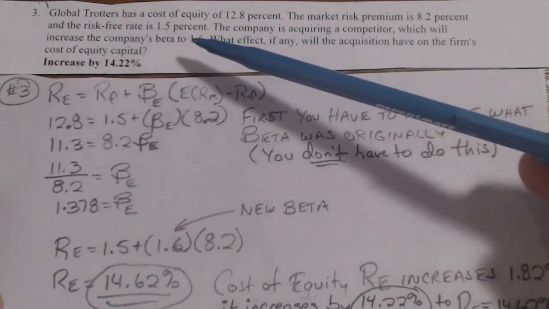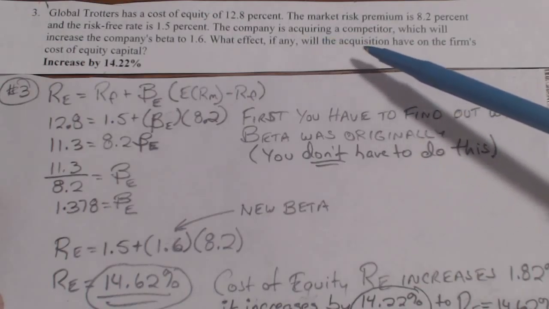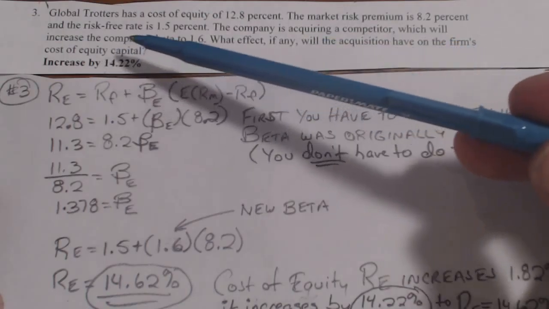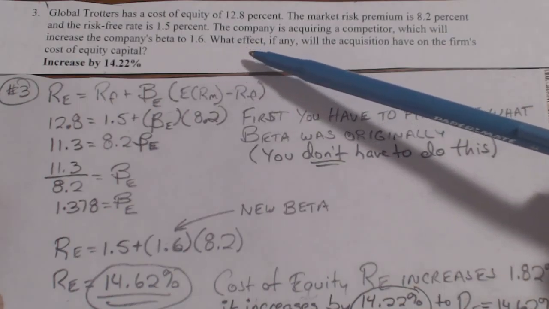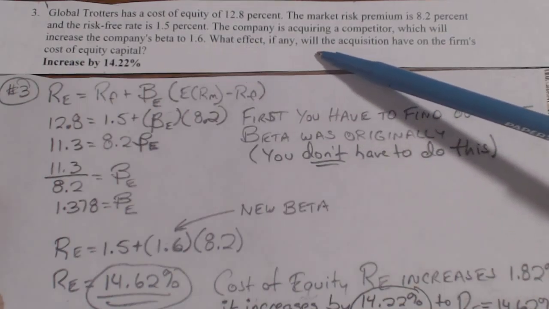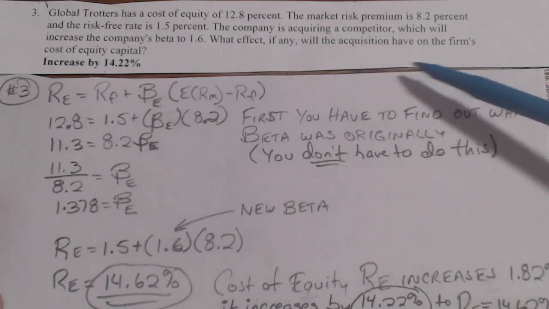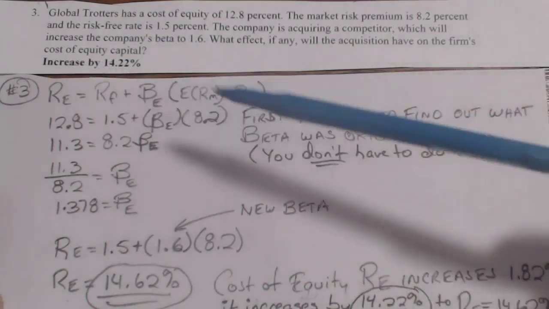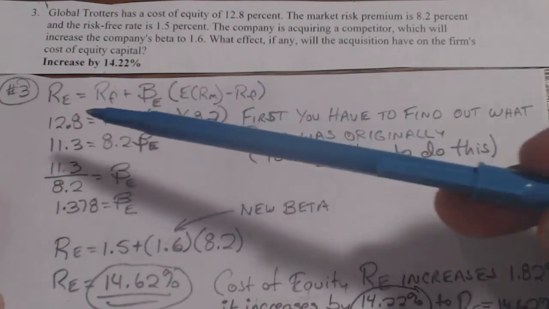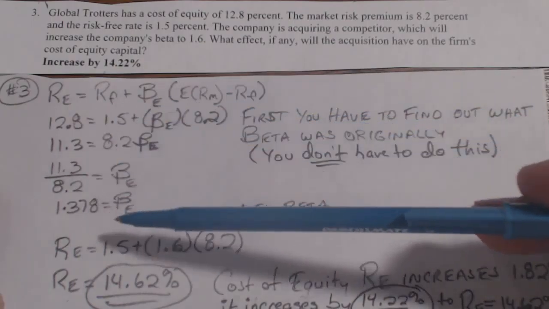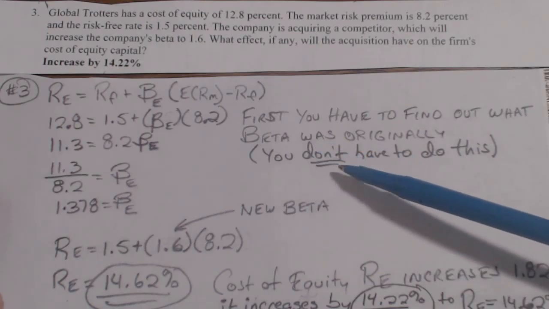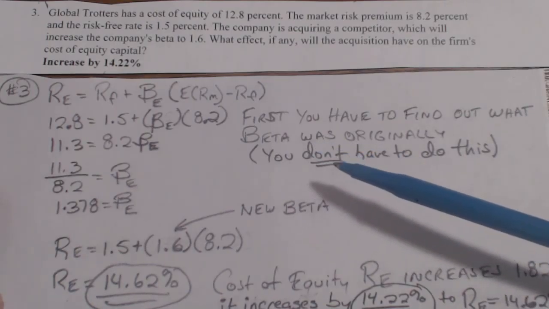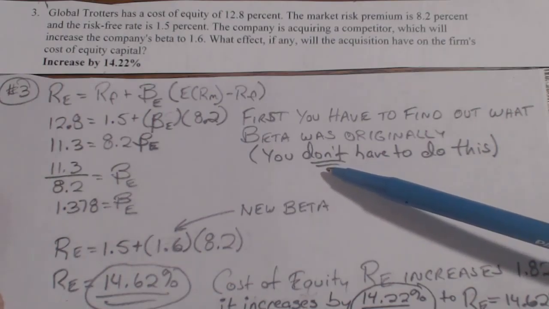And the risk-free rate is 1.5. The company is acquiring a competitor which will increase the company's beta to 1.6. What effect, if any, will the acquisition have on the firm's cost of equity capital, which is its RE? Now, I went through all this stuff. It says first you have to figure out what the beta was originally. You don't have to do this. I did this and realized I really don't need to.